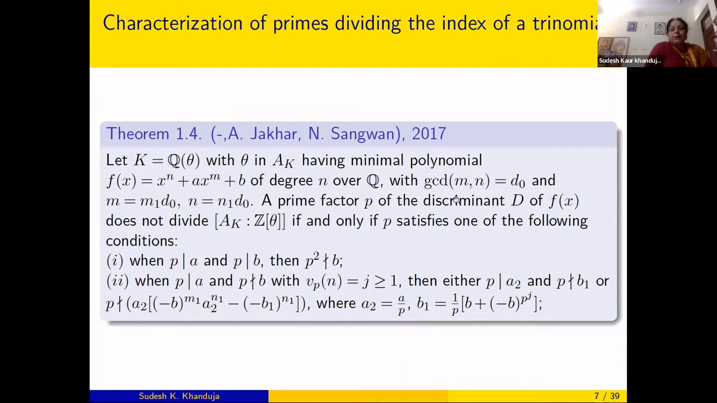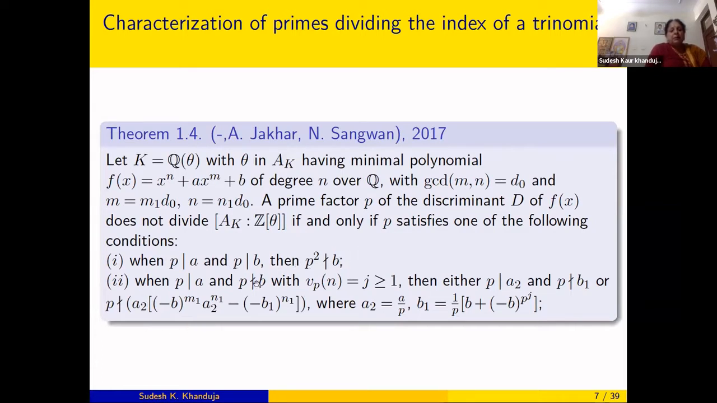So a prime factor p of the discriminant D of f(x) does not divide the index of θ, number theorists call it the index of θ by abuse of language, for the sake of brevity, if and only if p satisfies one of the following conditions. Number one, when p divides a and p divides b, then p square does not divide b.